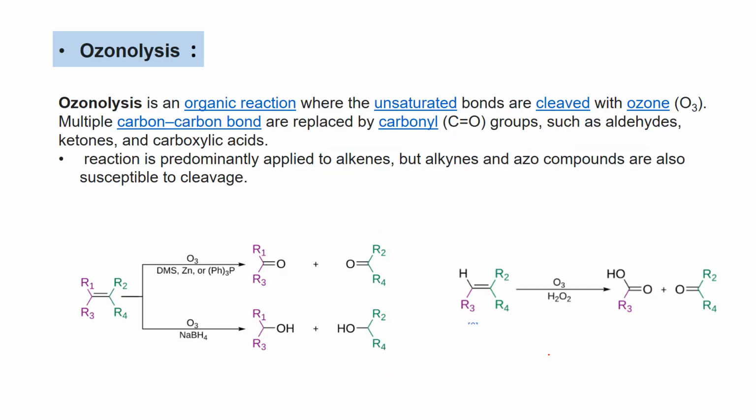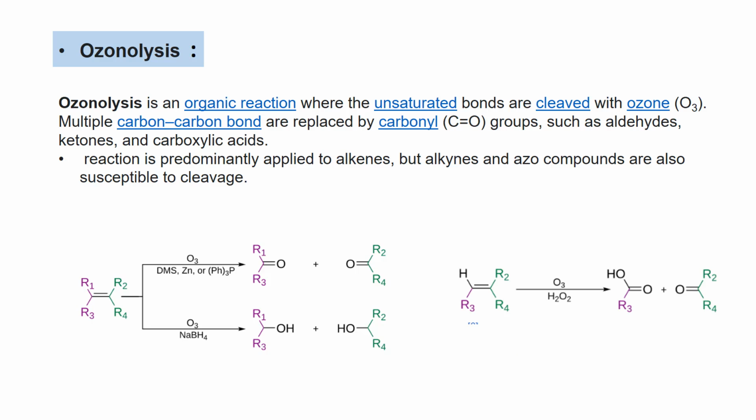Next one we will discuss is the ozonolysis reaction. This is similar to that one, just instead of sodium periodate we are using ozone as our reagent. Ozonolysis is an organic reaction where unsaturated bonds are cleaved with ozone. Multiple carbon-carbon bonds are replaced by carbonyl groups such as aldehyde, ketone and carboxylic acid. The reaction is predominantly applied to alkenes, but alkynes and azo compounds are also susceptible to this cleavage.